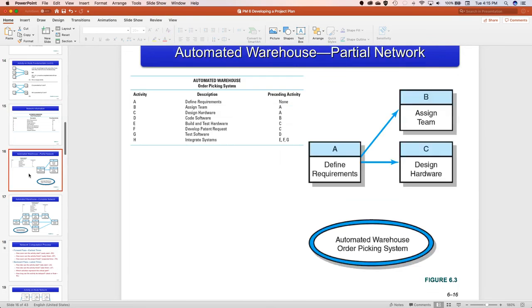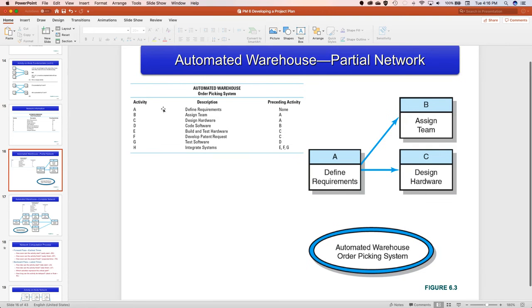So when we start building it together, we can see that A is define requirements. We have to define the requirements before we can assign the team and design the hardware. So we put this together, and B and C allow us to do that. We have to do A before we can do B and C. Therefore, A becomes a predecessor activity for B and C. Does everybody understand that? Are we all on the same page? Because this is a very important point that I want you to see. Okay, so you want me to go back over that?